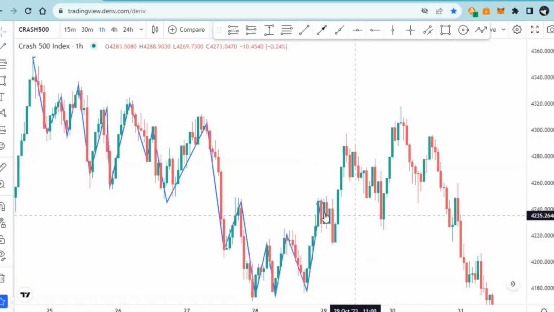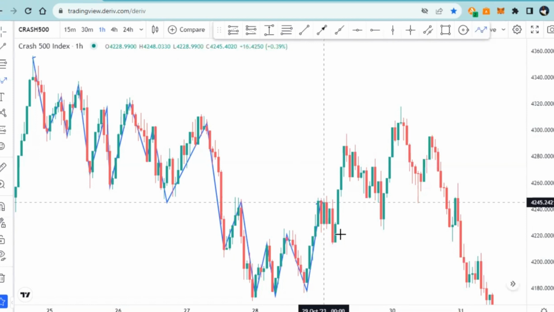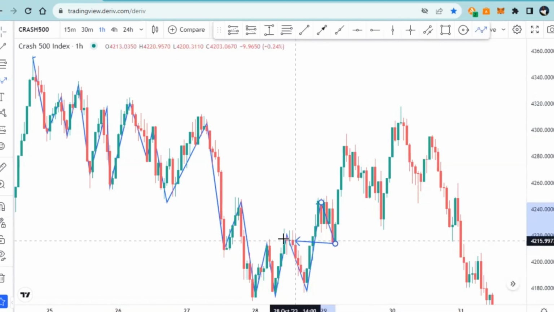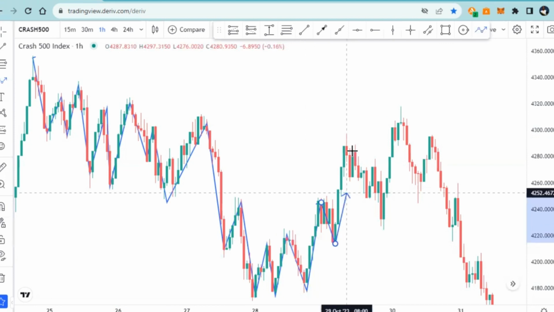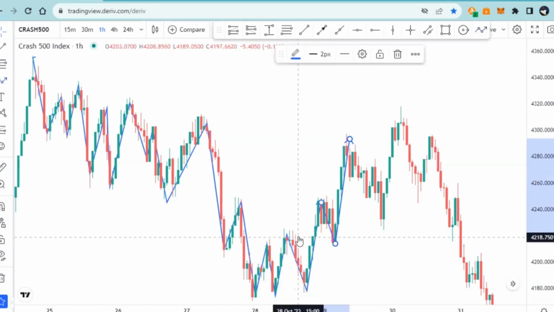So the market has reached here. What we're expecting is for it to continue to this level. Maybe it gets here, then we know it's time to buy. So we buy from here and we buy upwards. Are you seeing that? That is how you trade a shift in market structure.